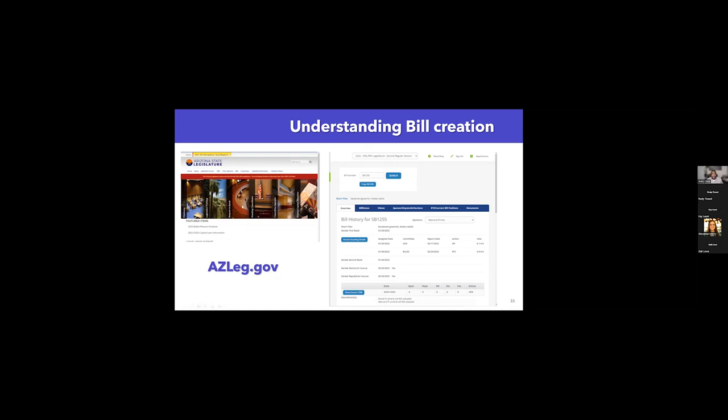But you could also go to azleg.gov, which I have right down there. I'll show the website. If you go to bills and you go to bill tracking, it will bring you up to a page where you put in your bill number. I chose SB 1255. That was a bill for Lieutenant Governor.